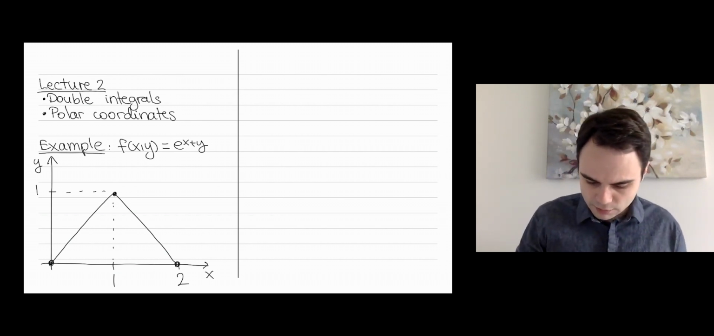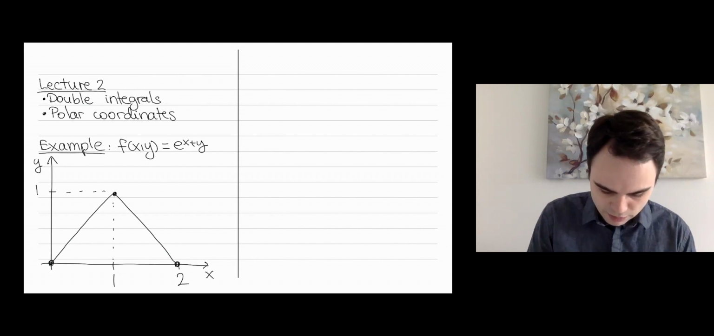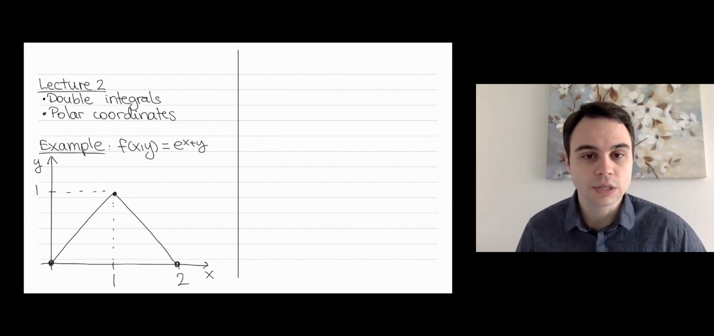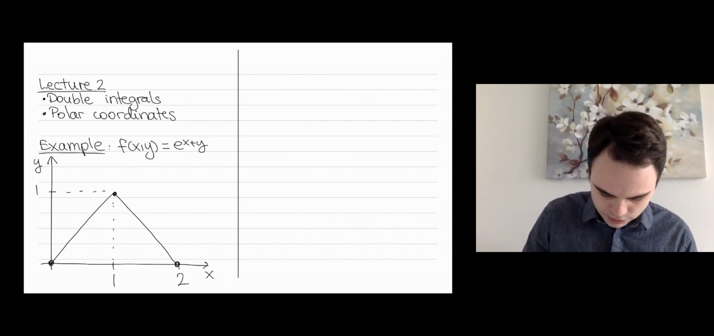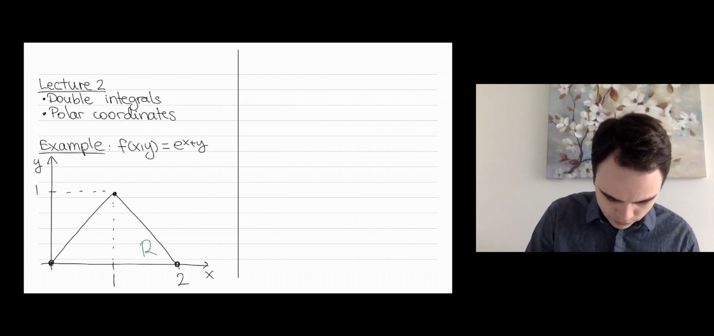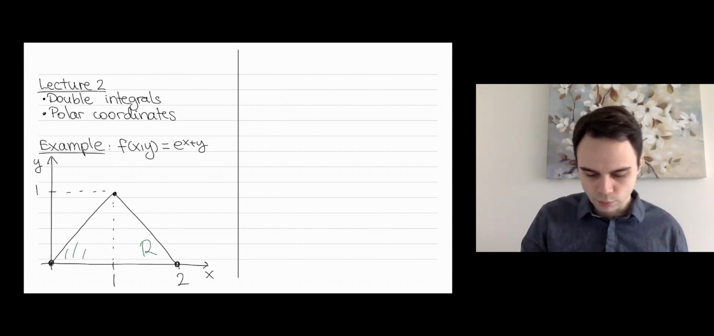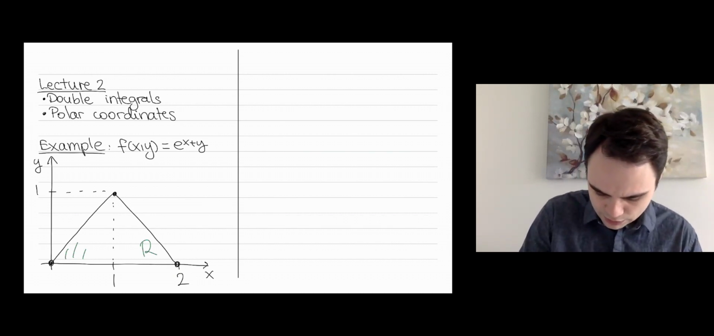So at the beginning of today's lecture, I want to do a sample calculation. Here's the setup. The function we'll be integrating is f of x, y equals e to the x plus y. And we'll be doing the integral over this region, the region bounded by the triangle with vertices at (0, 0), (1, 1), and (2, 0). So let's compute that integral.